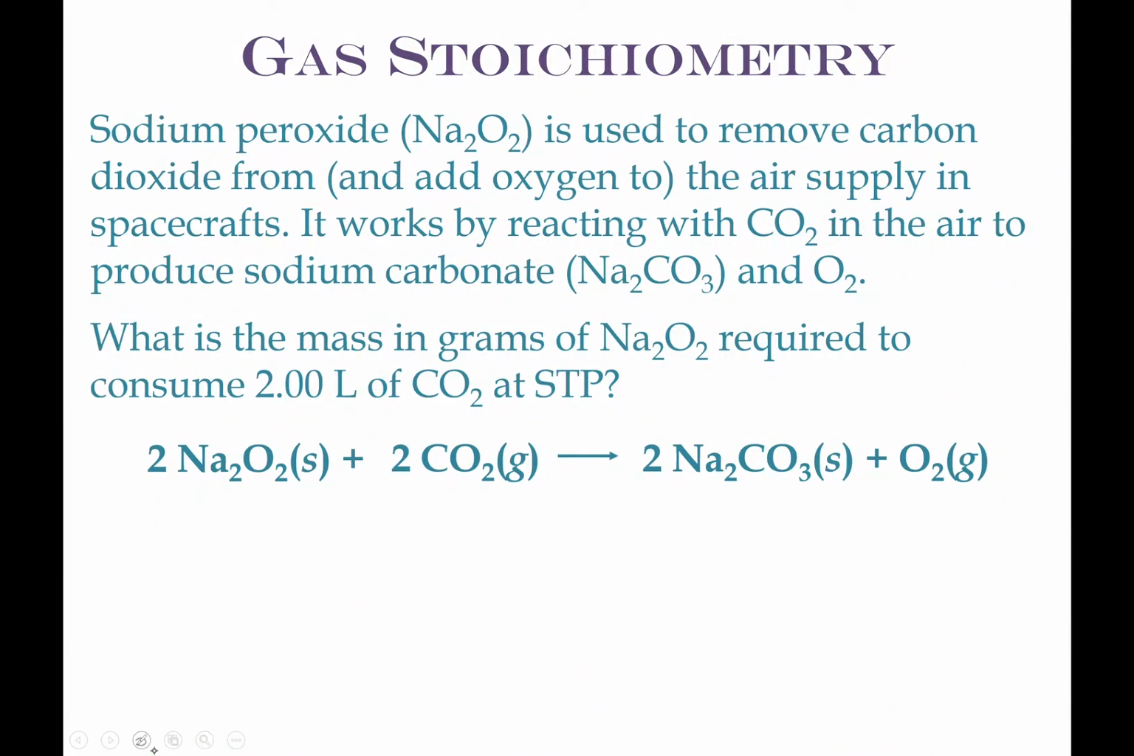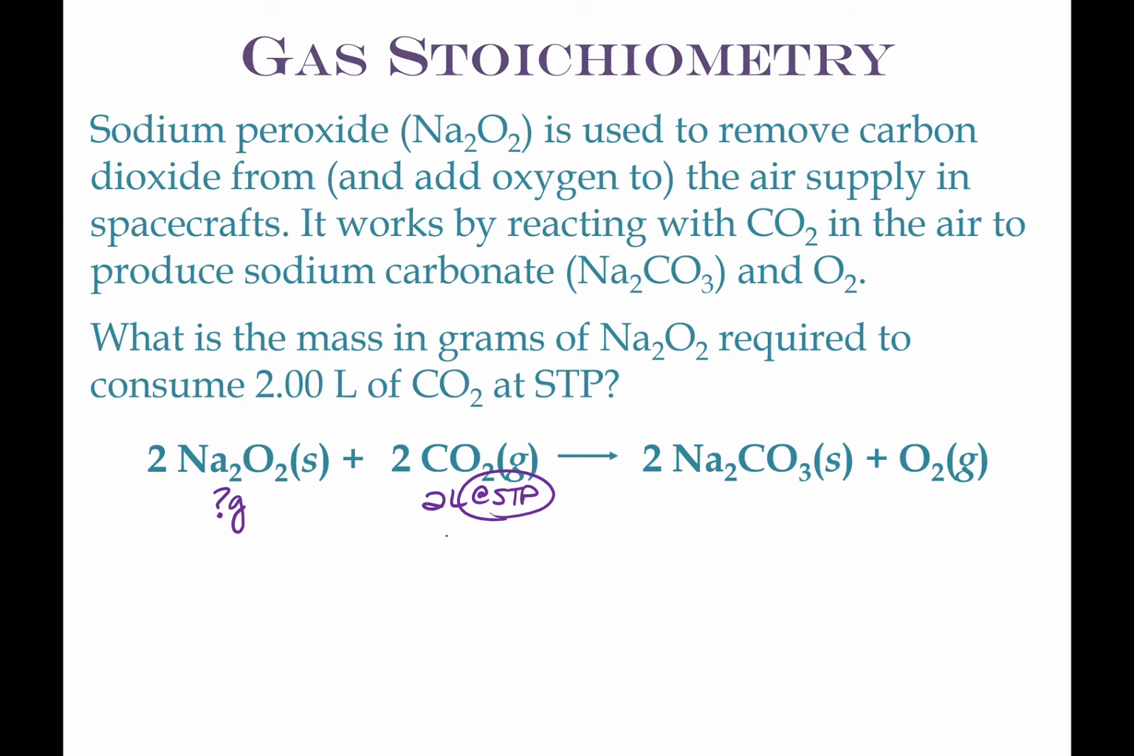So let's take a look here. Sodium peroxide is used to remove carbon dioxide and add oxygen to the air supply in spacecrafts. It works by reacting with CO2 in the air to produce sodium carbonate and oxygen, so it's called a scrubber. What is the mass in grams of Na2O2 required to consume 2 liters of CO2 at STP? So we have to remember what STP is. So try it, pause it, try it, and see what we need to do here.